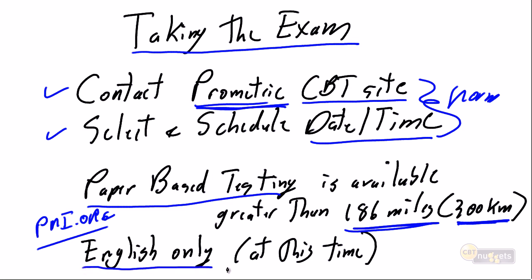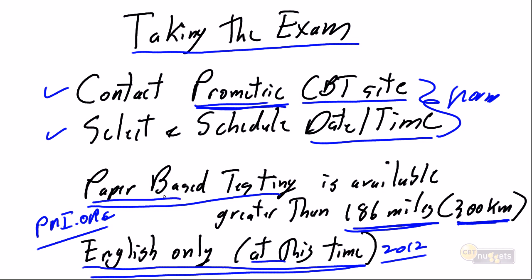And finally, a point of interest at this point in time, the exam is available in English only at this time. So in 2012, when I'm recording this Nugget series, the exam is available in English only. In all likelihood, over time, PMI will expand that into other languages. But at this point in time, if you're going to take your ACP, be prepared for going into the exam center, picking up the piece of paper, and dealing with the exam in English.